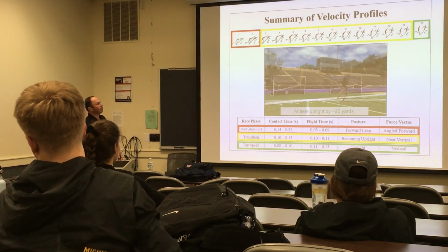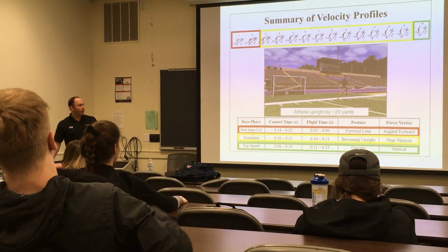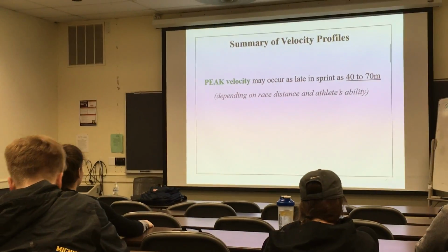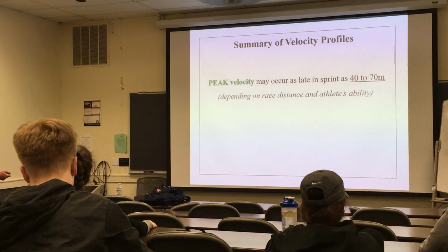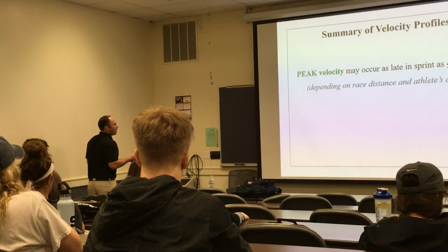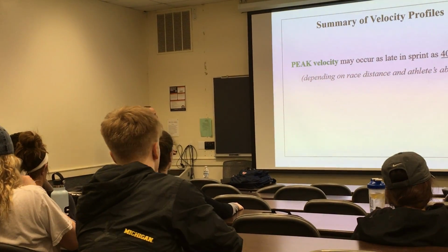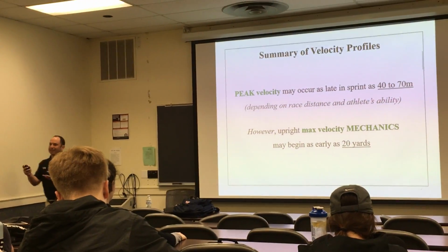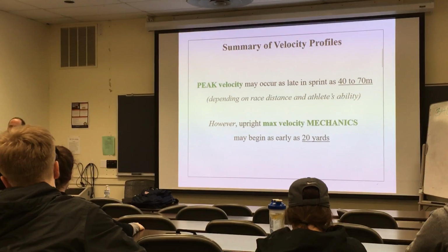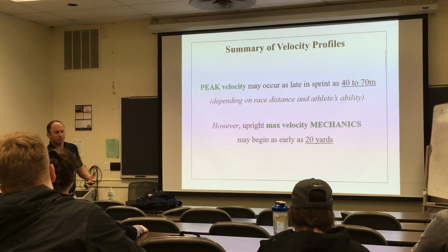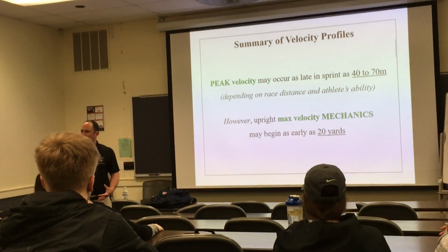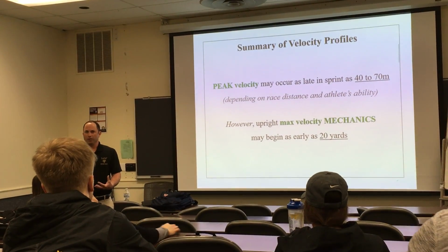Last point on this slide, okay? The athlete's upright by 20 yards. Typically, this is just like a background nugget. If you watch the Olympics, you might hear the commentators say the sprinters aren't really hitting peak speed until 40 to 70 meters into the 100-meter dash. For the athletes that you're going to coach as physical educators or as sport coaches, the runners are typically upright and into their top speed mechanics by 20 yards.